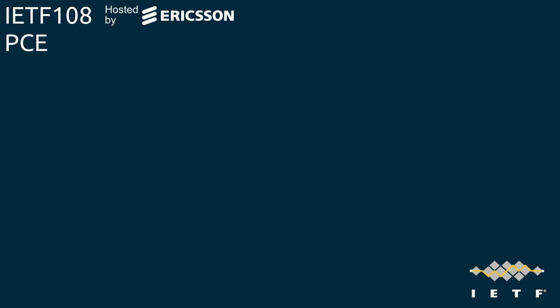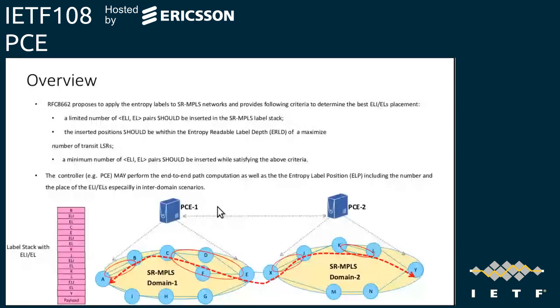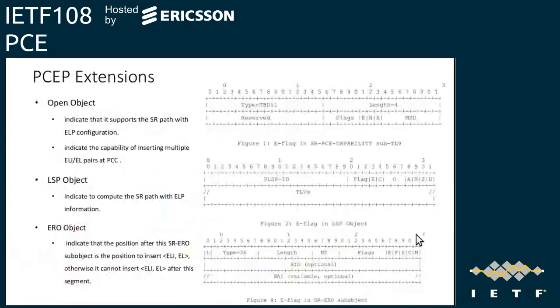Okay. So this is the example of the inter-domain scenario. Next slide. So these are the PCEP extensions of this draft. First, we extend the open object in the open message. We extend the E bit to indicate it supports the SR path with ELP configuration. Meanwhile, it can be used to indicate the capability of inserting multiple EL pairs at the PCC.